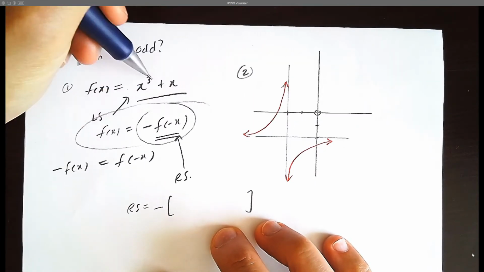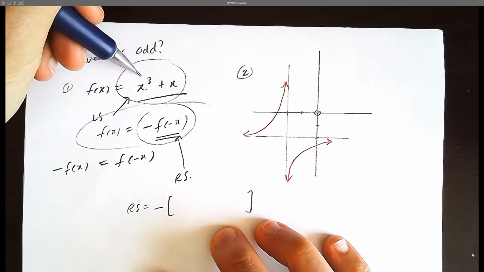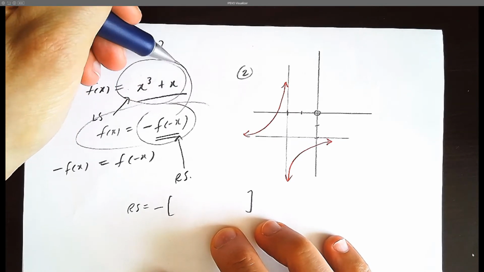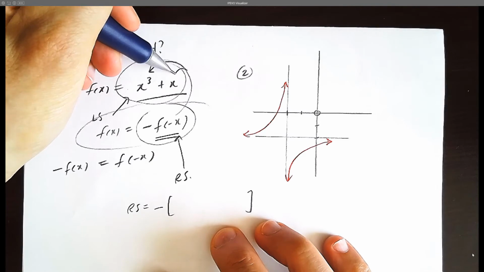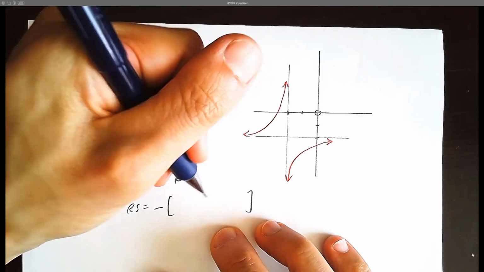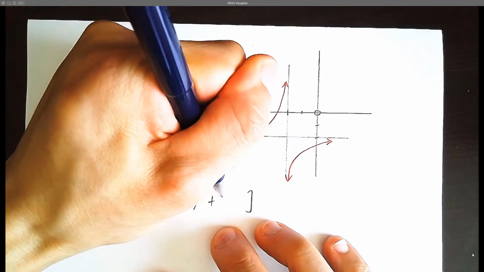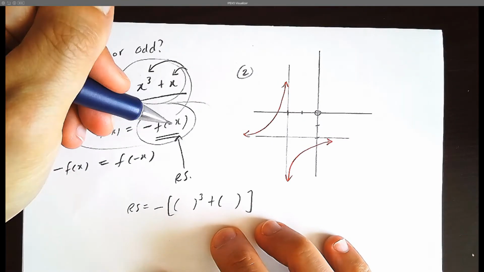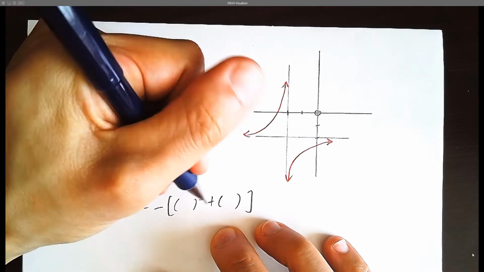So f of negative x, what is f of x? f of x is this, x cubed plus x. But for f of negative x, we're going to substitute and replace every occurrence of x with negative x. So we have something cubed plus something, and that something happens to be whatever is within the brackets, which is negative x.